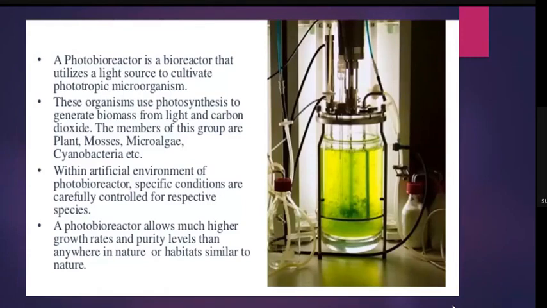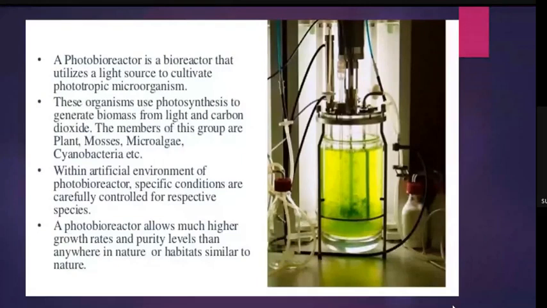Okay, you can see it is also the same, and in industries they will use a different layered pattern of photobioreactor, because they have to be kept outside in order to achieve the growth of the organism. So the organism which requires a light source, they will go for this photobioreactor.